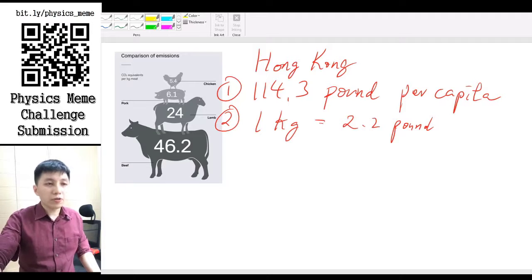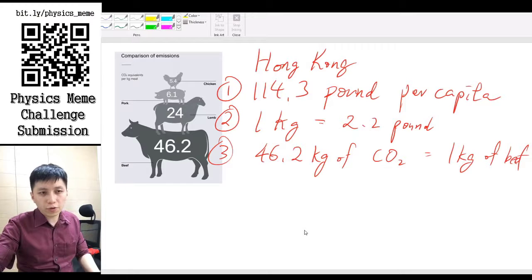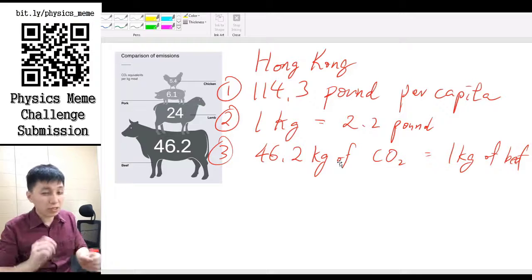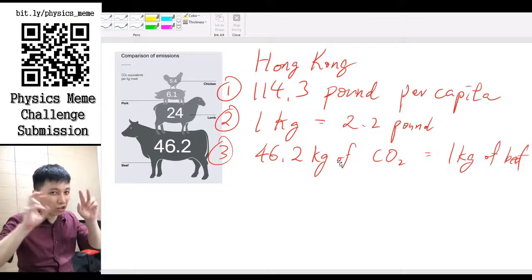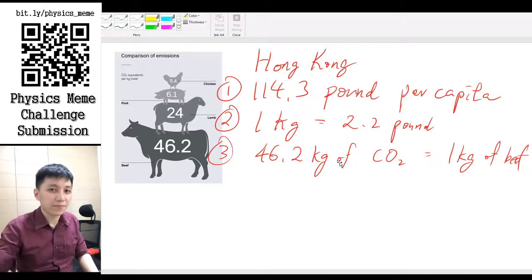The second thing that you need to know is that you want to convert that into kg. I'm not sure if this is common sense to you: 1 kg is roughly 2.2 pounds. If you don't know, you can go and ask Google, obviously. One other thing that you for sure need is the number for the cow, which is 46.2 kg of CO2 for each kg of beef. So pay attention to the unit here. It's a bit tricky. It is somewhat like kg per kg, but the kg of something is different. It's kg of CO2 per kg of beef.